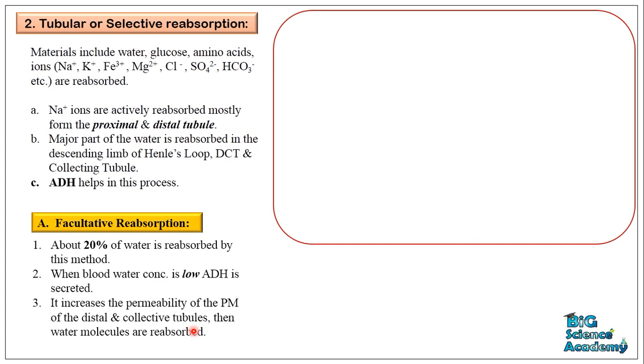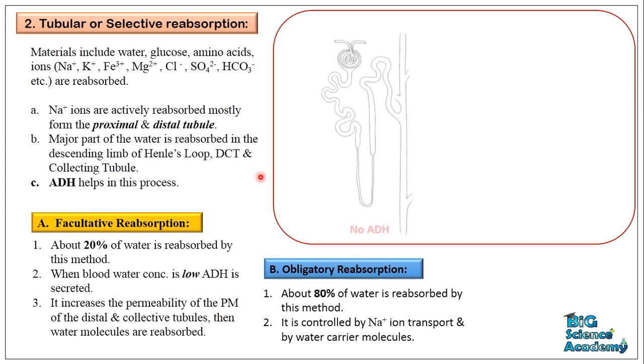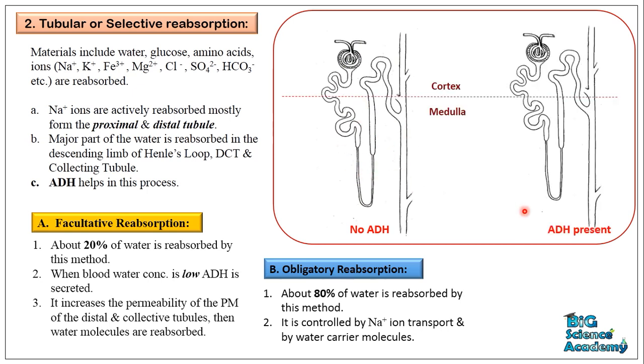When blood water concentration is very low, ADH is secreted and it increases the permeability of the plasma membrane of the distal and collecting tubules. As the membrane becomes more permeable to water, water molecules are absorbed. Here we can see that when ADH hormone is absent, no water reabsorption occurs. But when ADH hormone is present, we can see that water reabsorption occurs.